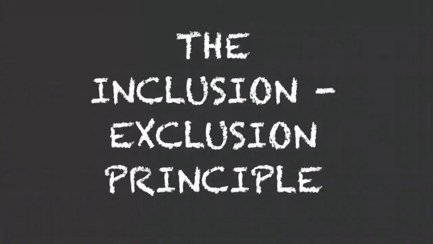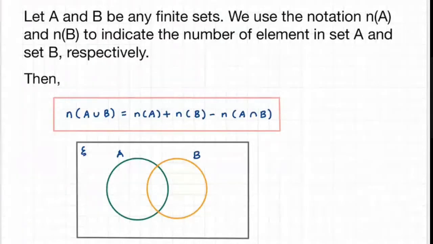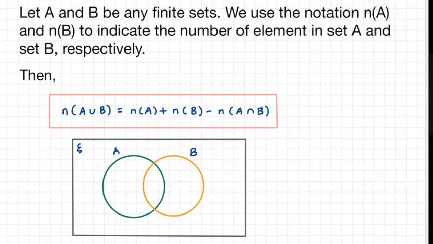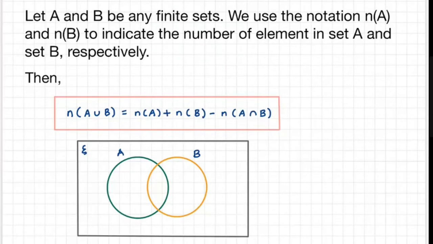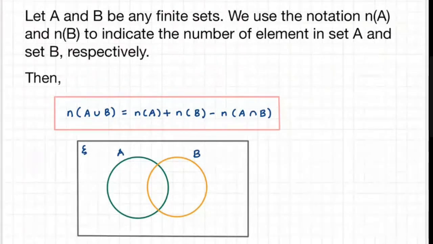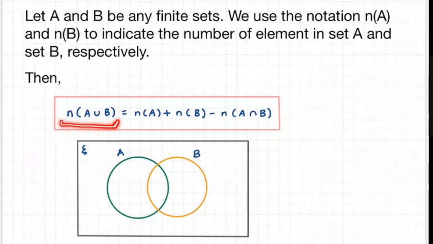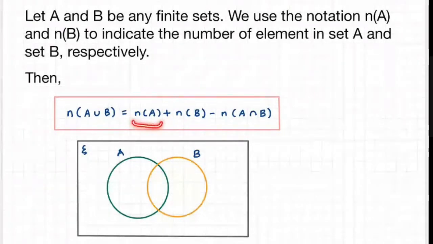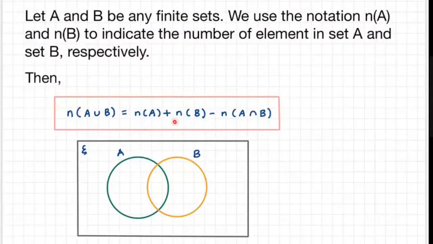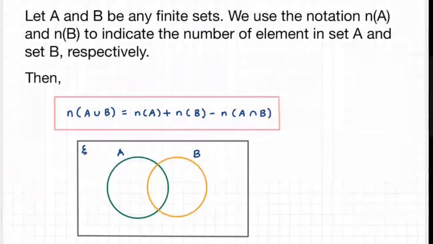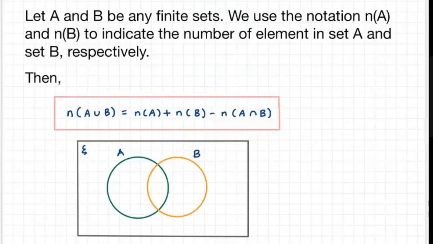Inclusion exclusion principle. Let A and B be any finite sets. We use the notation N(A) and N(B) to indicate the number of elements. The principle says that the number of elements of A union B is equal to the number of elements in A plus the number of elements in B minus the number of elements in A intersection B.